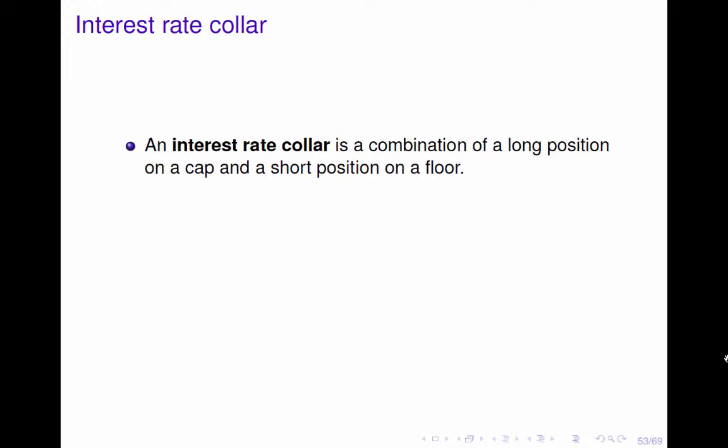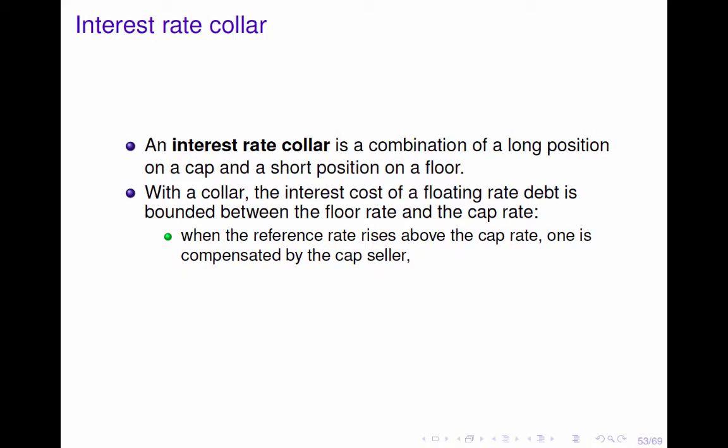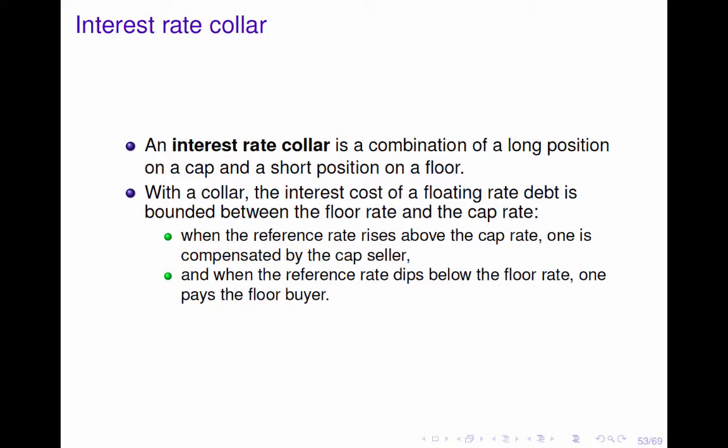An interest rate collar is a combination of a long position on the cap and a short position on the floor. With a collar, the interest cost of a floating rate debt is bounded between the floor rate and the cap rate. That is, when the reference rate rises above the cap rate, one is compensated by the cap seller. And when the reference rate dips below the floor rate, one has to pay the floor buyer.